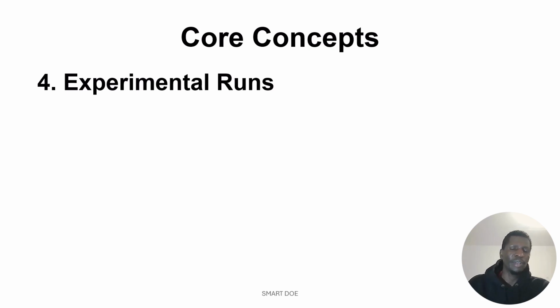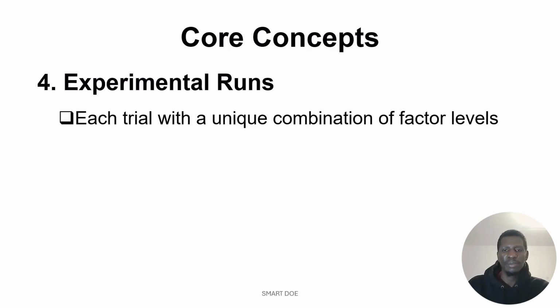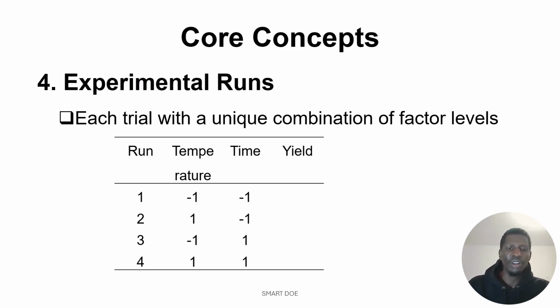Now let's talk of experimental runs. What is an experimental run? In very simple terms, an experimental run is a trial with a unique combination of factor levels. It is a unique trial you perform, a unique experiment you run using a different combination of your factor levels. And these factor levels are always predetermined in an experiment. The number of runs in an experiment is always determined by your experimental objective.